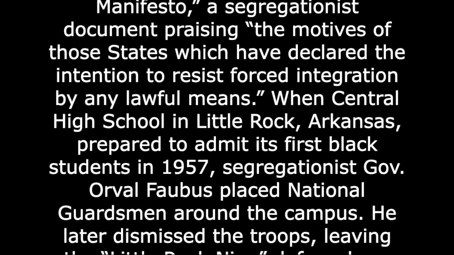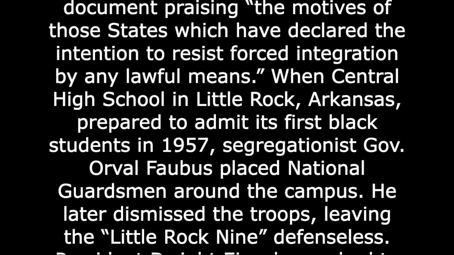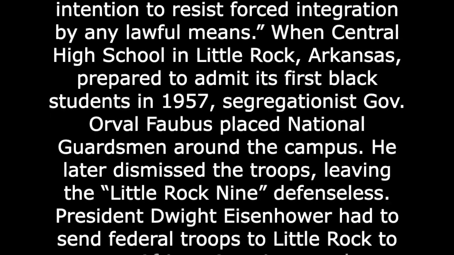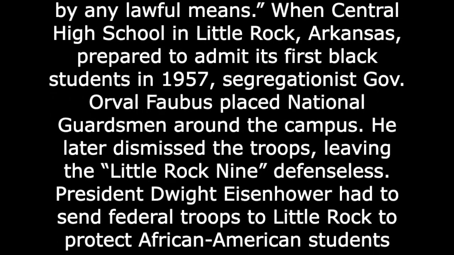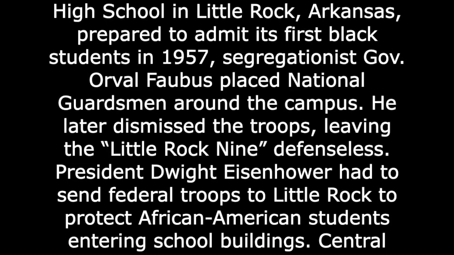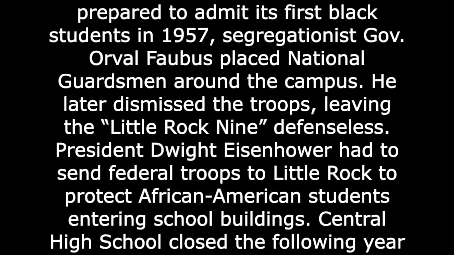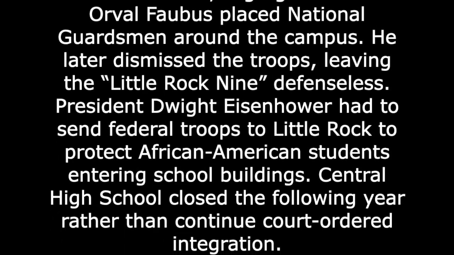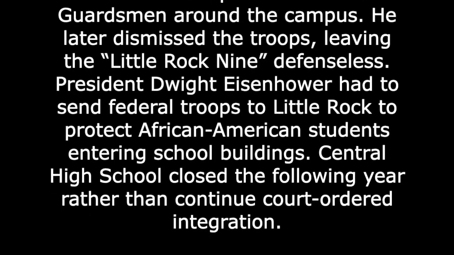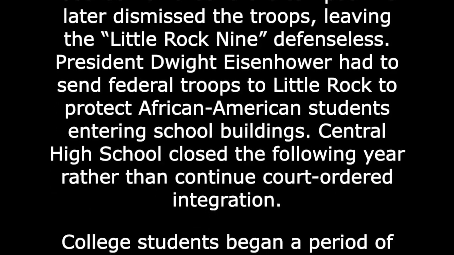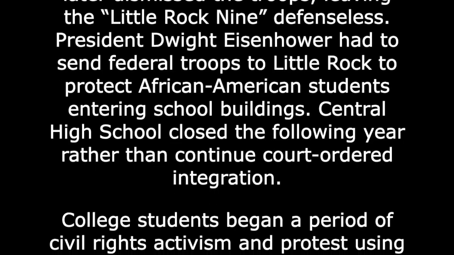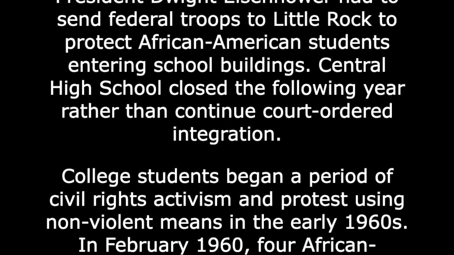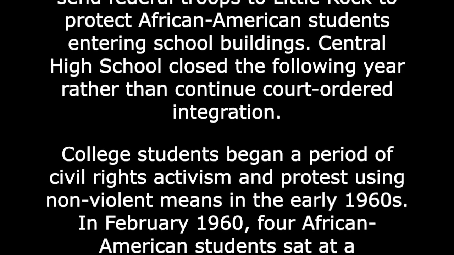When Central High School in Little Rock, Arkansas, prepared to admit its first black student in 1957, segregationist Governor Orville Faubus placed National Guardsmen around the campus. He later dismissed the troops, leaving the Little Rock Nine defenseless. President Dwight Eisenhower had to send federal troops to Little Rock to protect African American students entering school buildings. Central High School closed the following year rather than continue court-ordered integration.